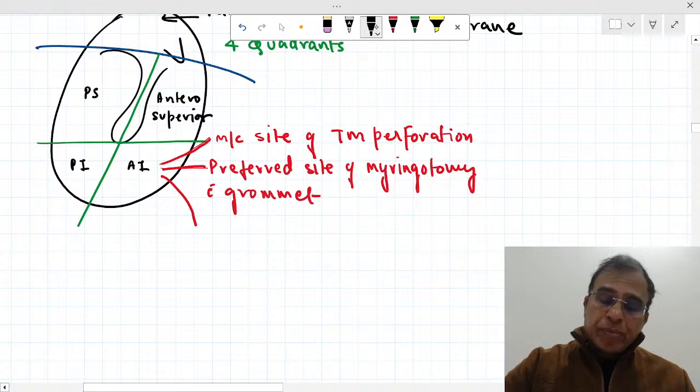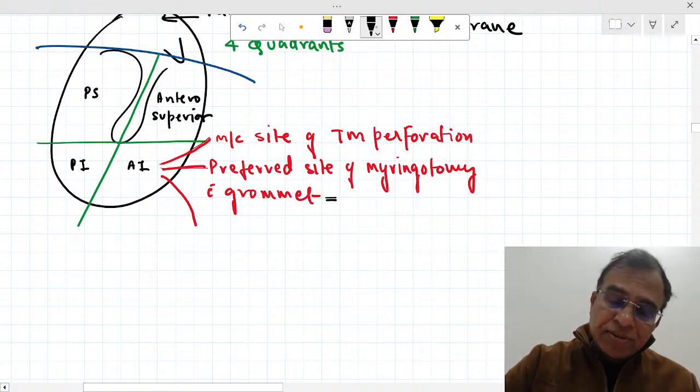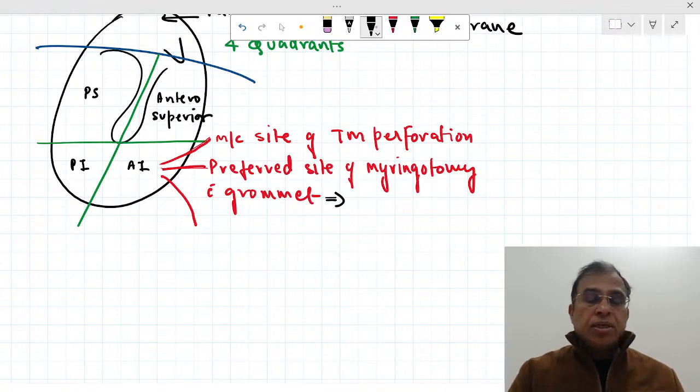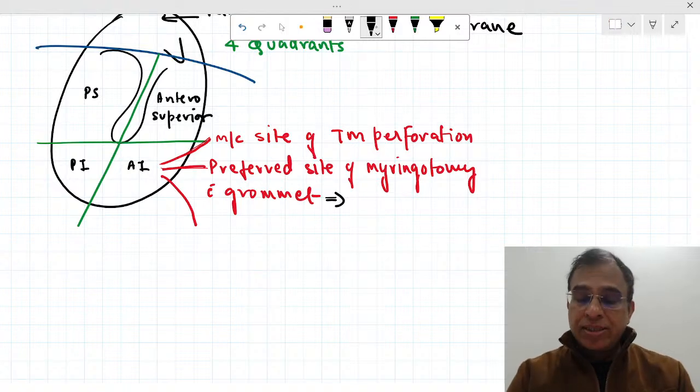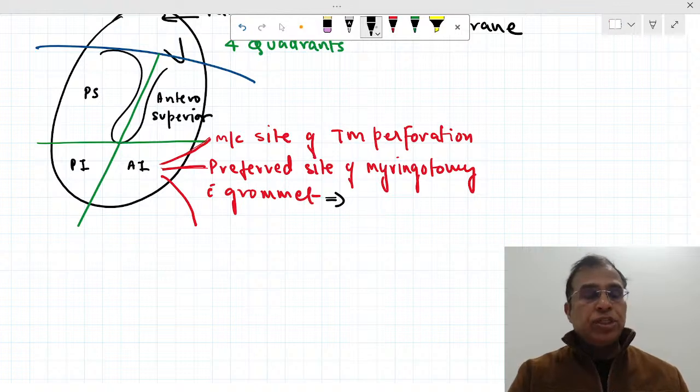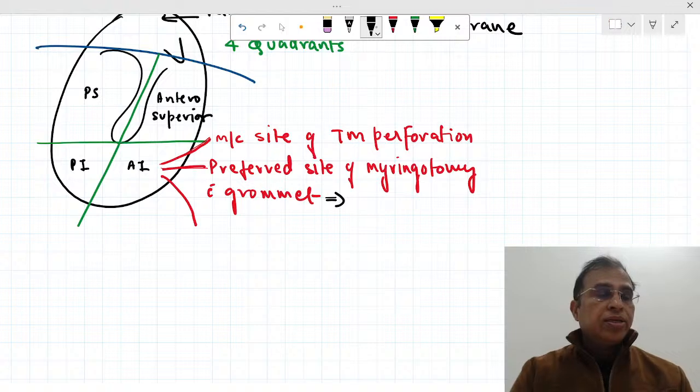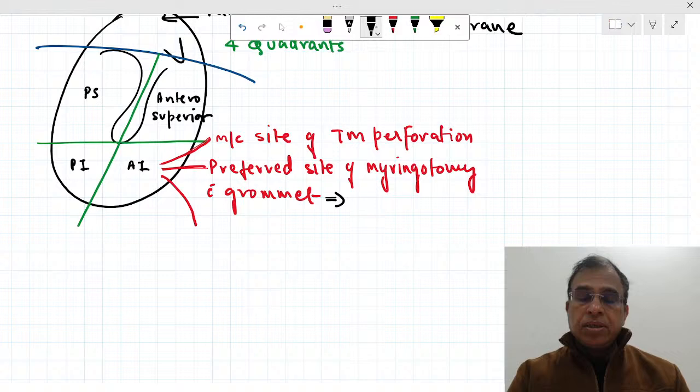Can you tell me for which disease this surgery is done? Anybody who knows the answer? Myringotomy with grommet insertion is done or preferred for which disease? Please write in the comment if you know the answer. Myringotomy and grommet surgery is done for which disease? Anybody who knows? This is a very popular MCQ, that's why I'm asking you. So please write in the comment in the Telegram, myringotomy plus grommet is done for which disease? I'm waiting for your answers.